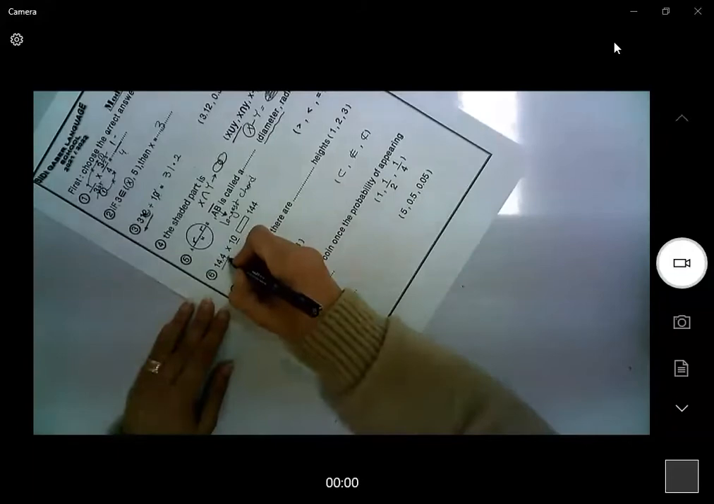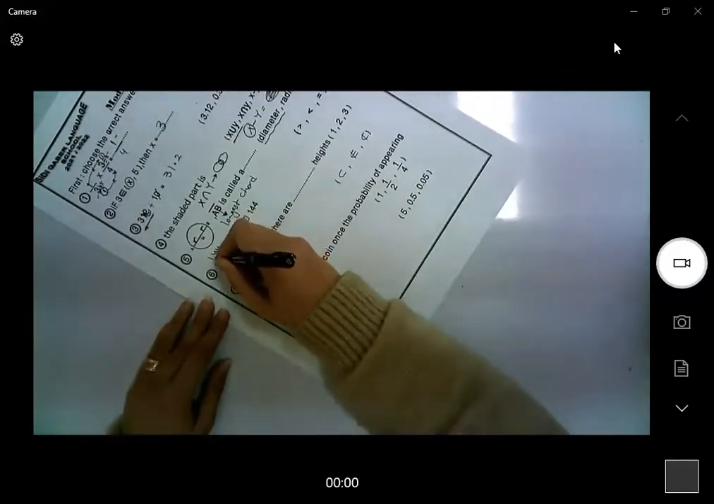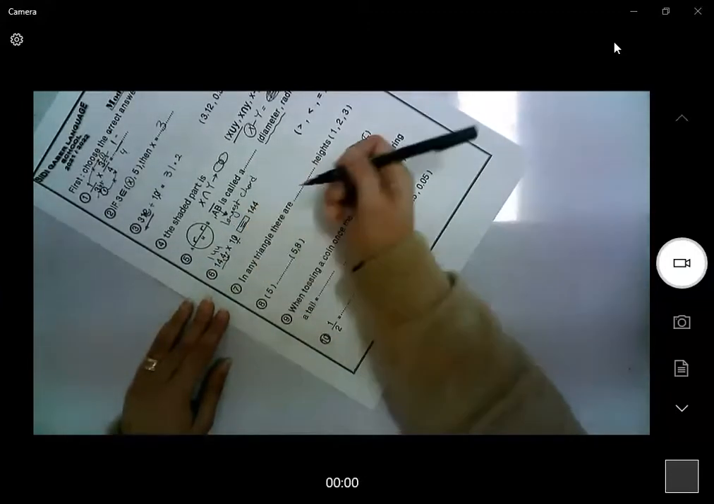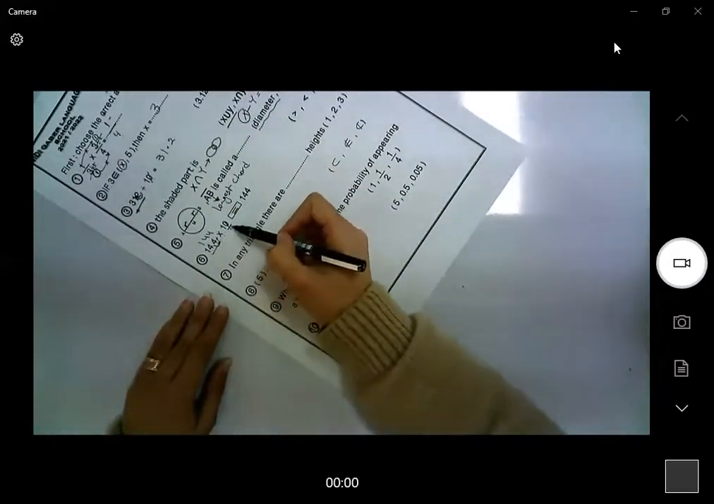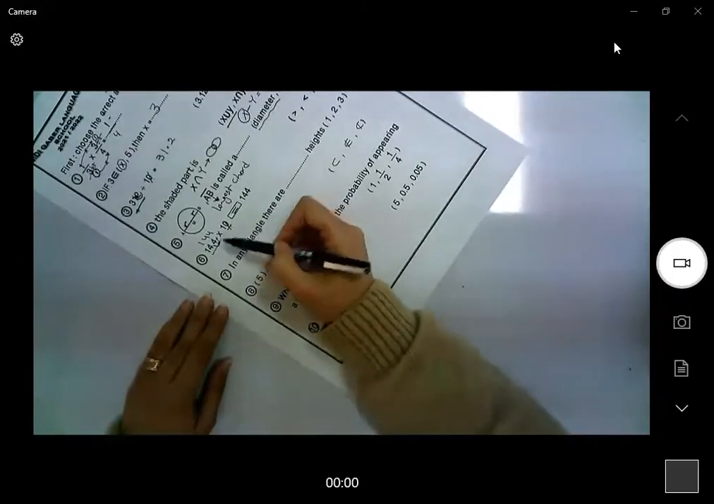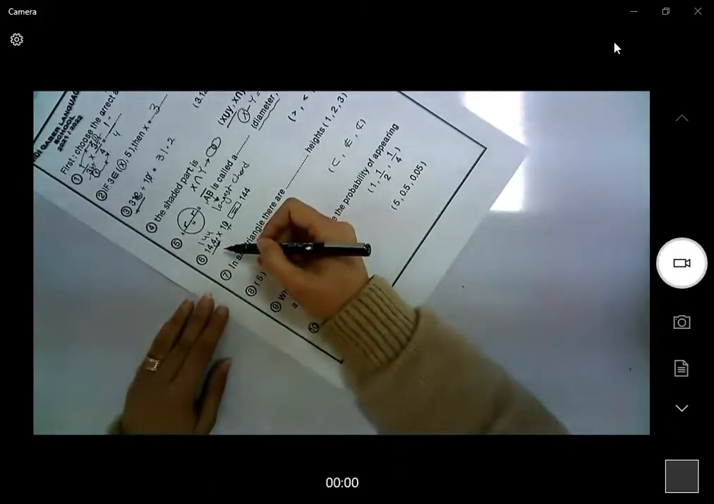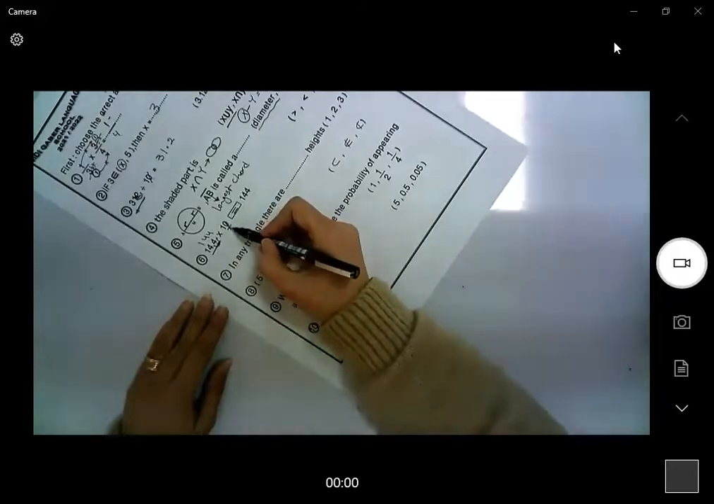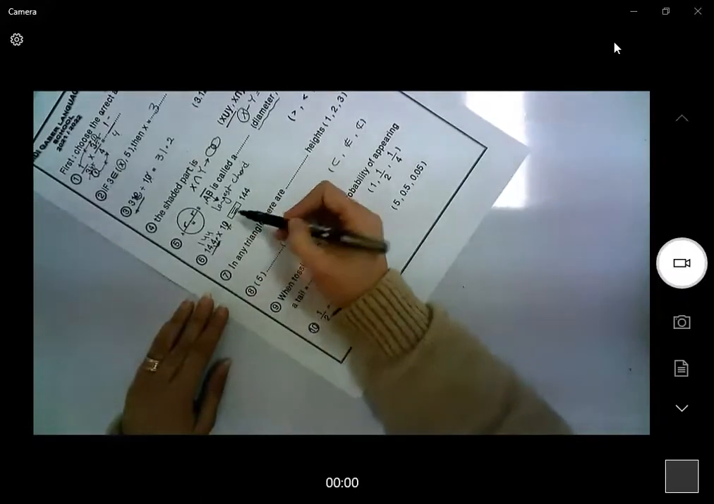Number 6. 14.4 times 10, to the right hand side. How many steps? One step. We have 10, so one step. The answer equals 144. We have 144 and 144, then equal.